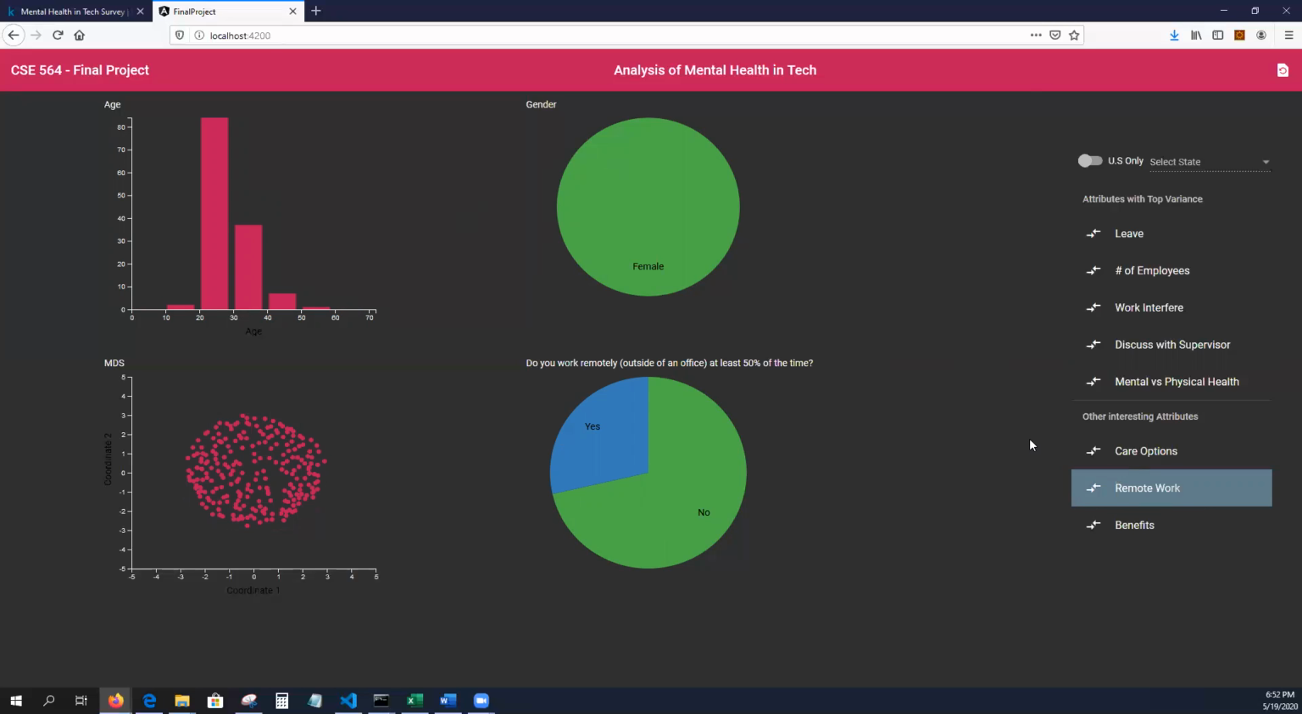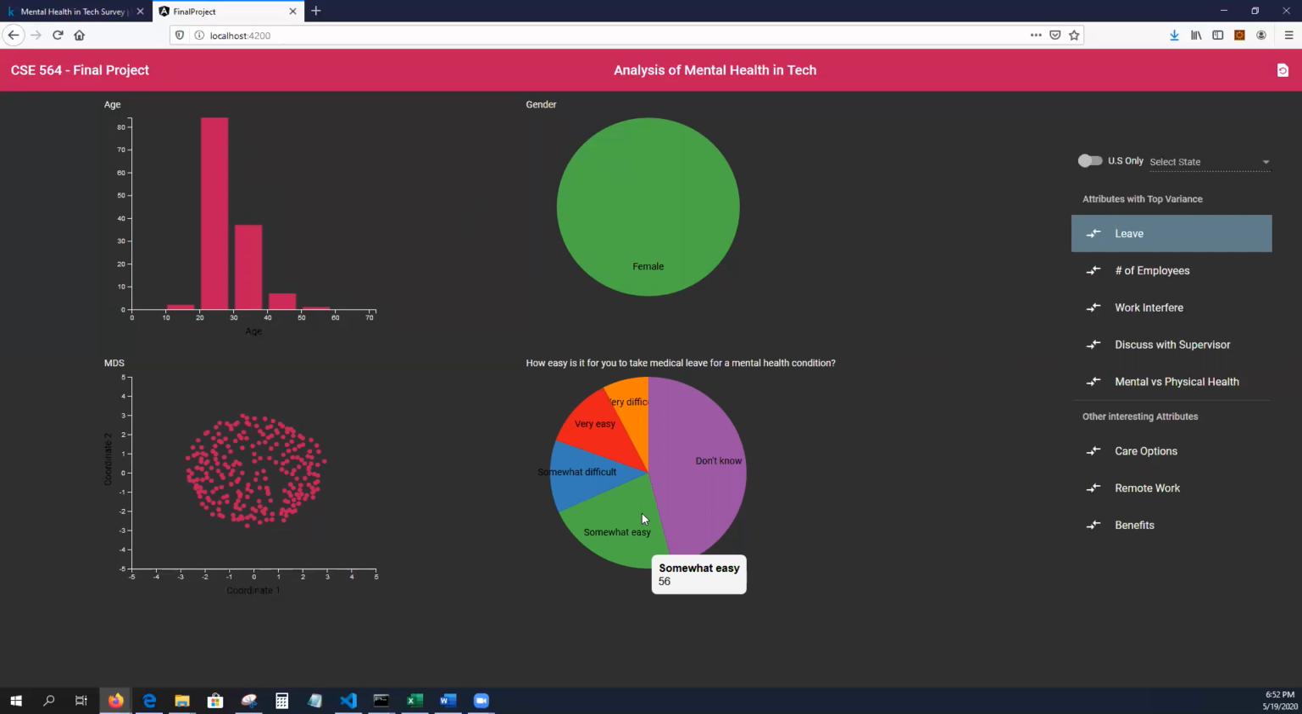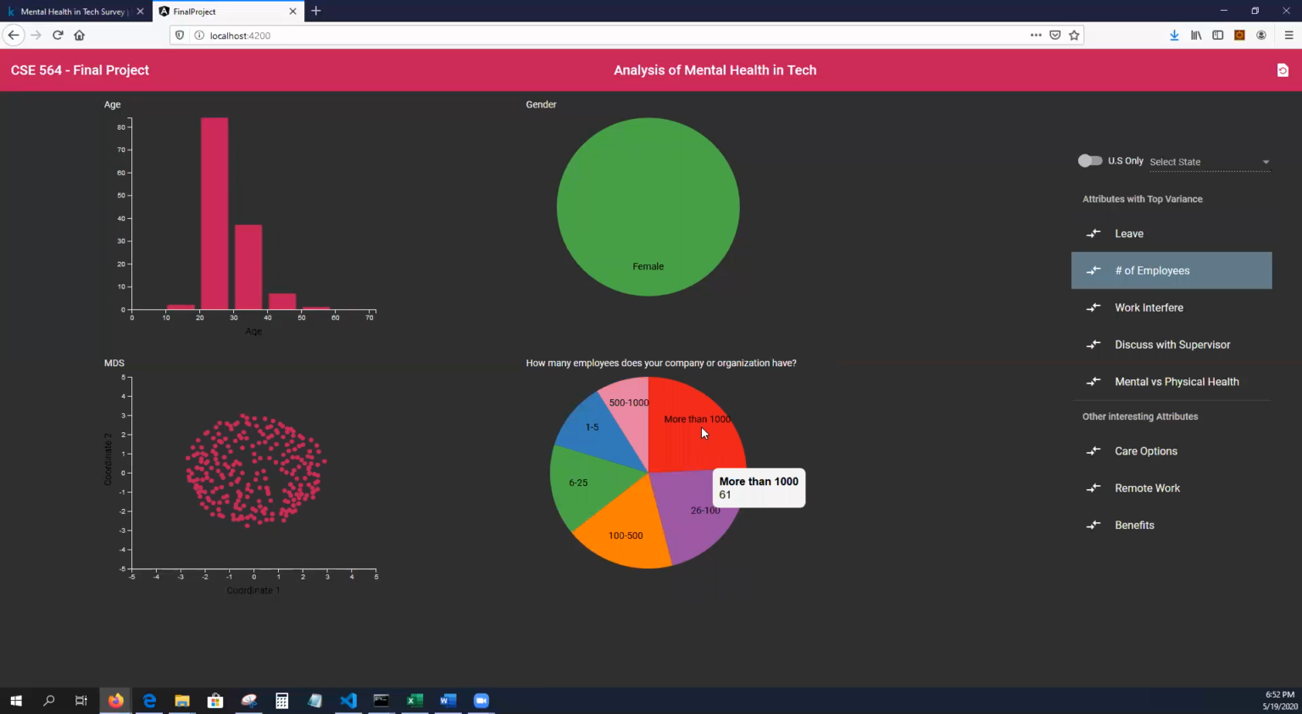So that's a good thing, that the employers are not being partial towards one of the genders. Versus if you say take leave, you can see that it's somewhat easy and somewhat difficult, versus very easy, very difficult, which was how it was for a male. And when there are a lot of employees in the organization, it becomes kind of intimidating for a female.